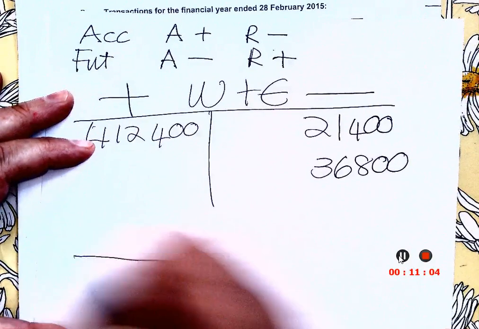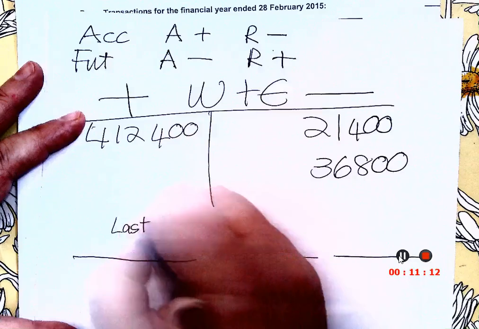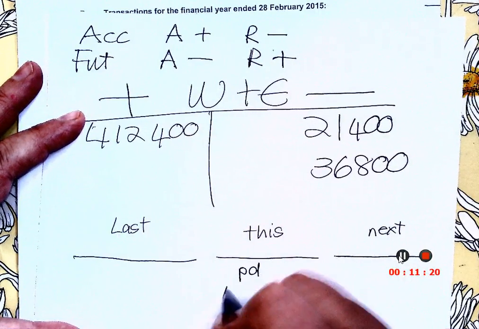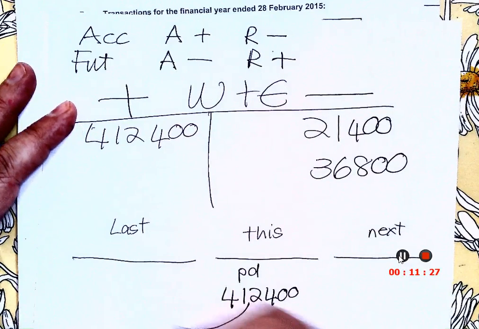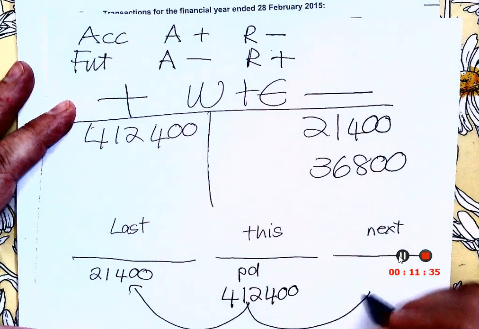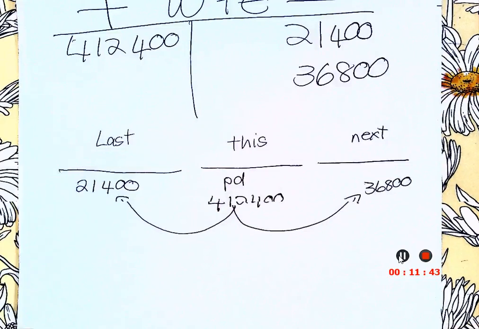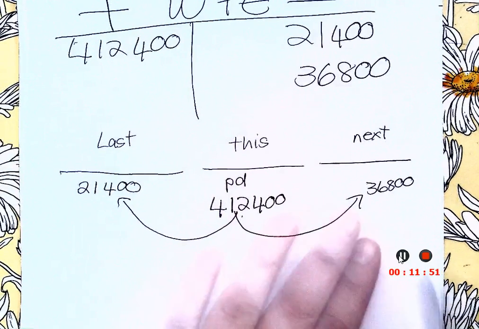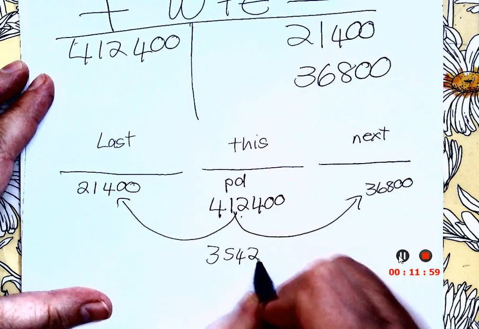Now can you see how this actually works? If I look at my financial years, we are talking 3 financial years here. Last year, this year, next year. So in this year, I paid 412,400. But part of that is 21,400 for last year and 36,800 for next year. So how much did I actually pay for this year? So 412 less what is for last year, less what is for next year. How much was actually for this year? You understand?